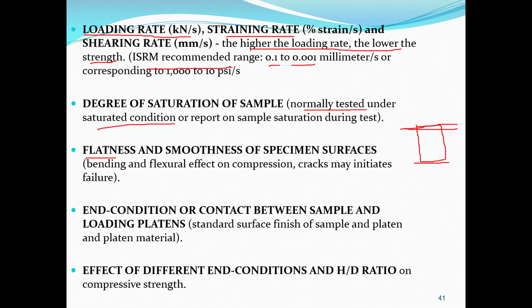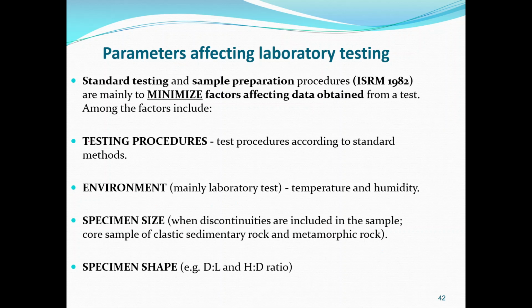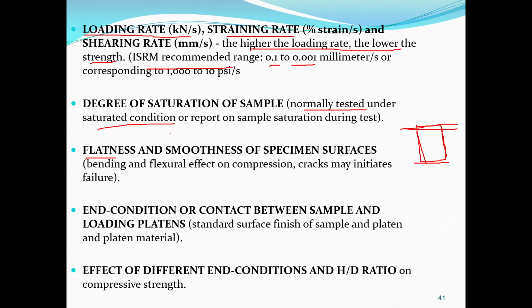A specimen must be smooth, and then must be straight, and then there is the effect of different end conditions, the H over D ratio. It means here the diameter and the length, the height and diameter ratio must be more than 2.